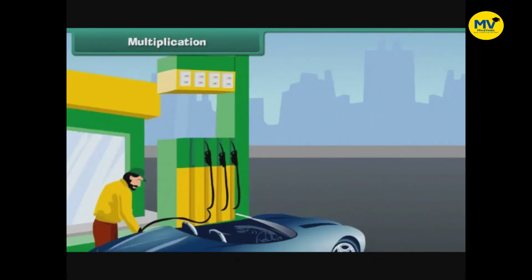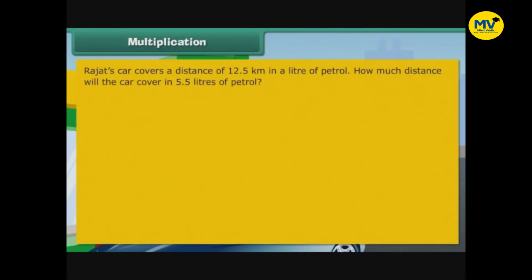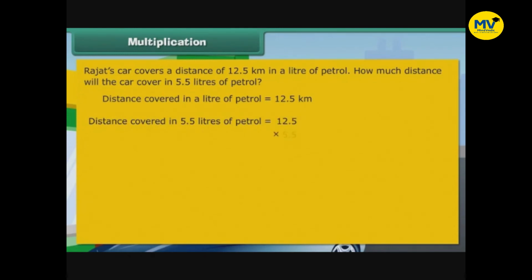Multiplication. Rajat's car covers a distance of 12.5 km in a litre of petrol. How much distance will the car cover in 5.5 litres of petrol? Distance covered in a litre of petrol is 12.5 km. Distance covered in 5.5 litres of petrol is 12.5 multiplied by 5.5.